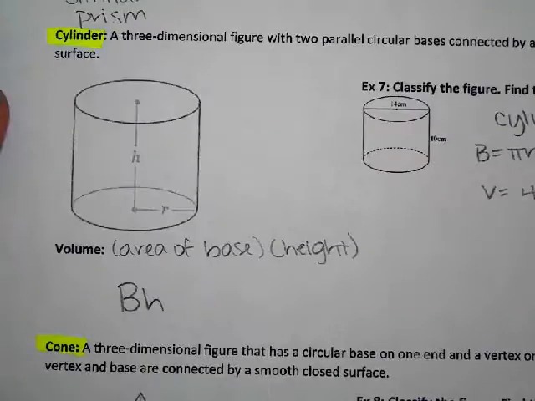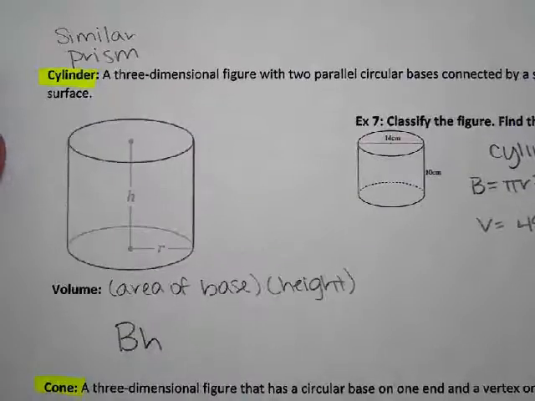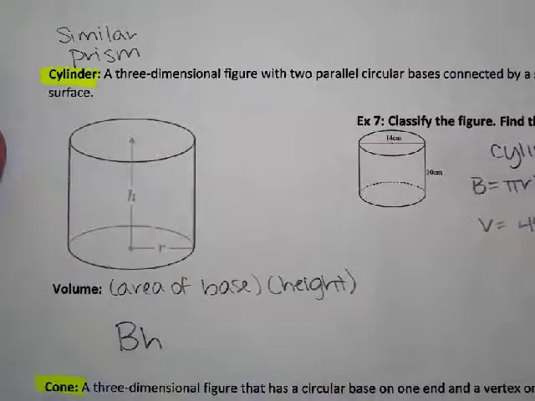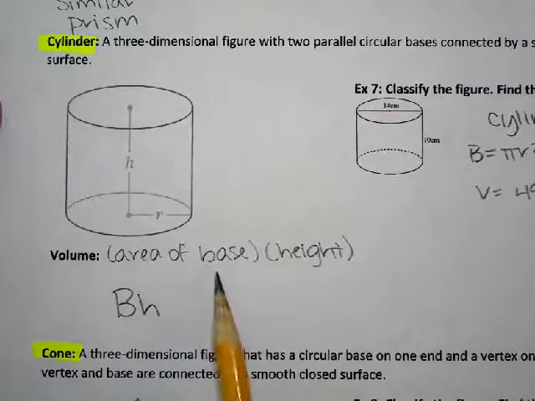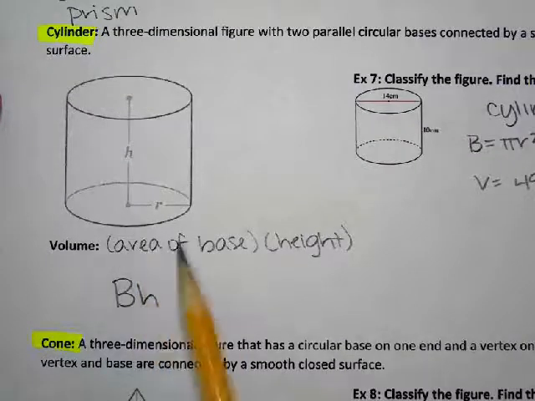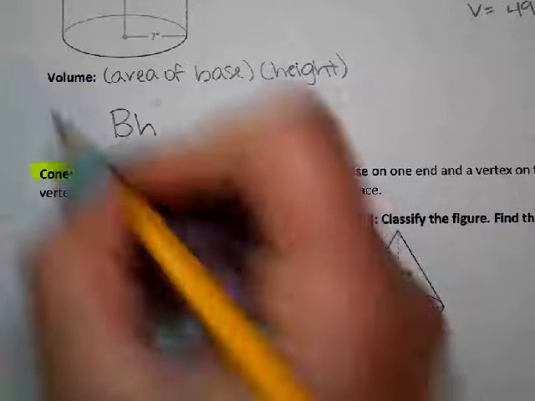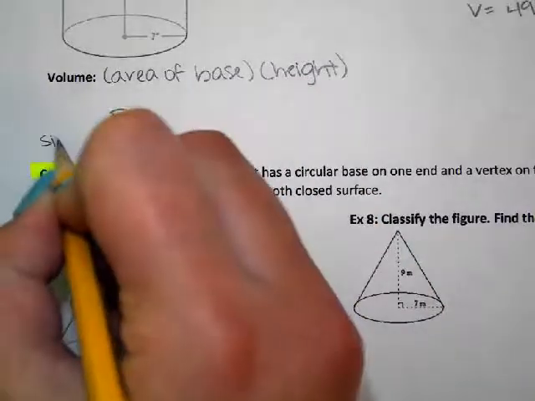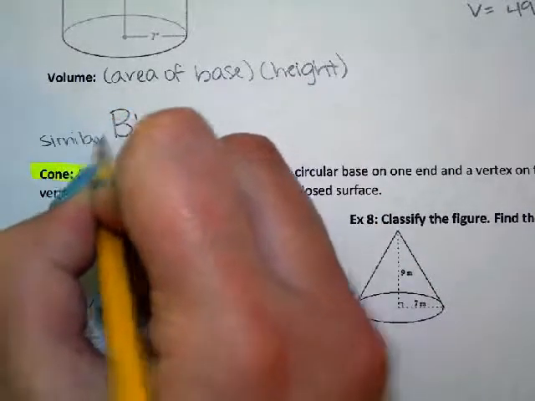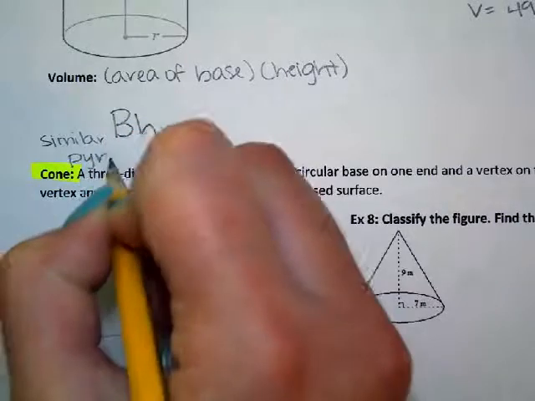So we had just done cylinders in the video notes, and I had said that they were kind of similar to prisms because the formula was the same. It was just the area of the base multiplied by the height. The formula for the volume of a cone is going to be similar to a pyramid.